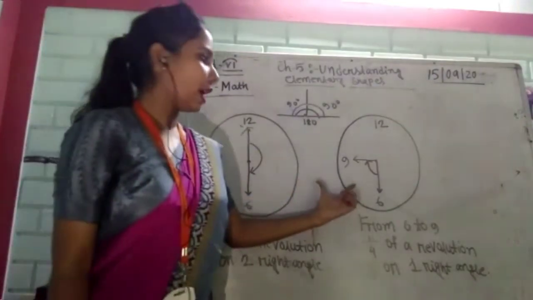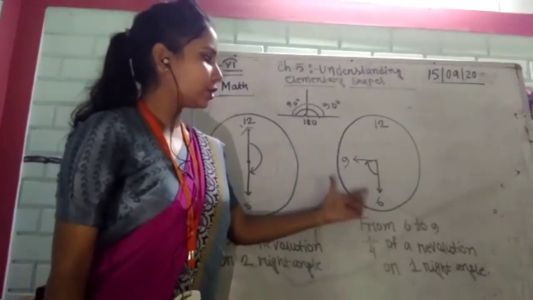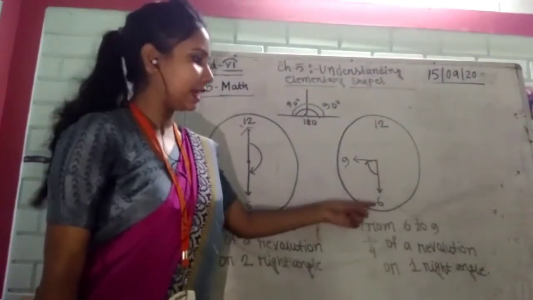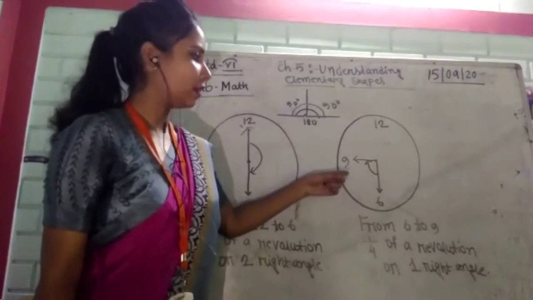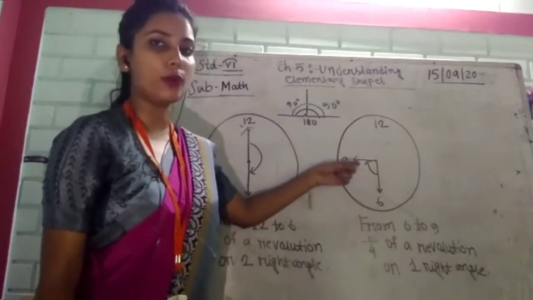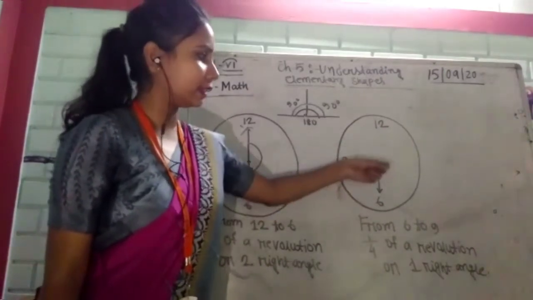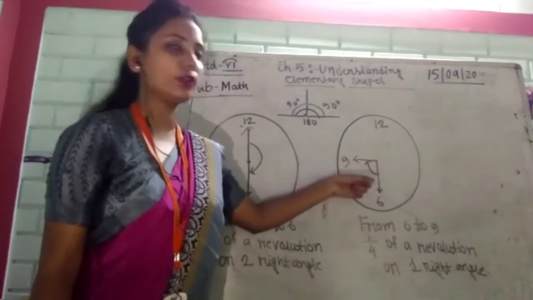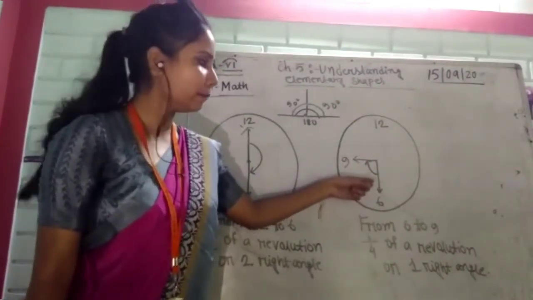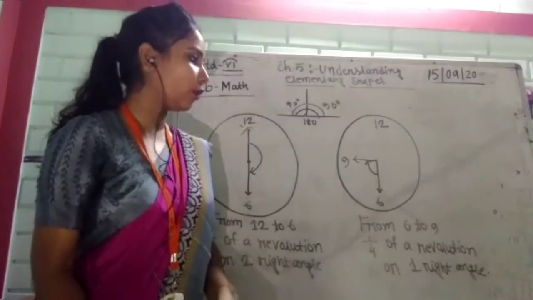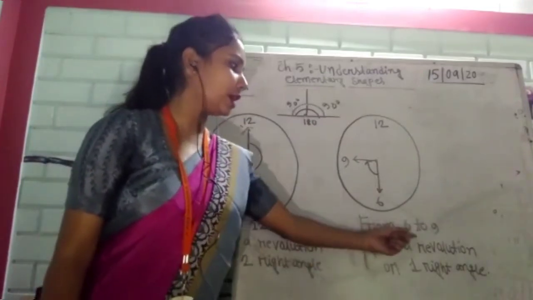So the next one is 6 to 9. The hands of the clock have gone from 6 to 9. So this is clockwise. Clockwise goes like this. If it turned the other way, this would be anti-clockwise. Okay. So 6 to 9 is clockwise. So here I write from 6 to 9.